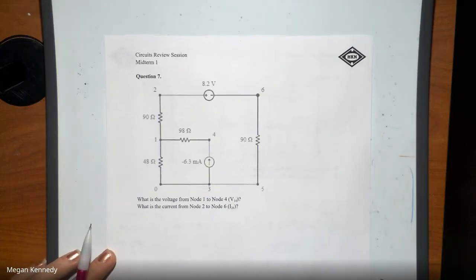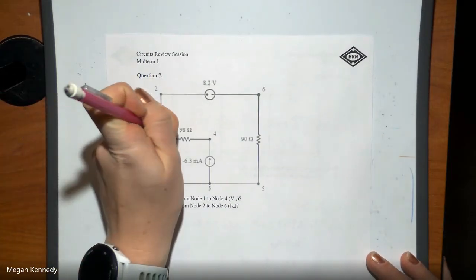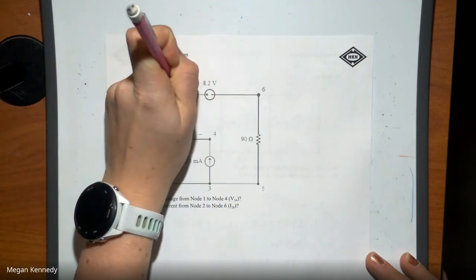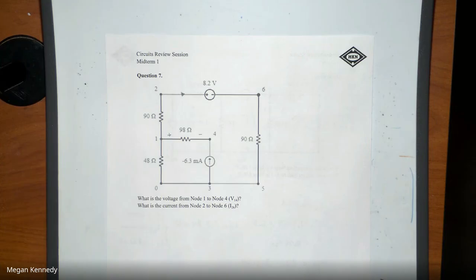So we're trying to find the voltage from 10 to 4 and then the current. I'm just marking that and then I'll let you guys draw the circuit a little bit.